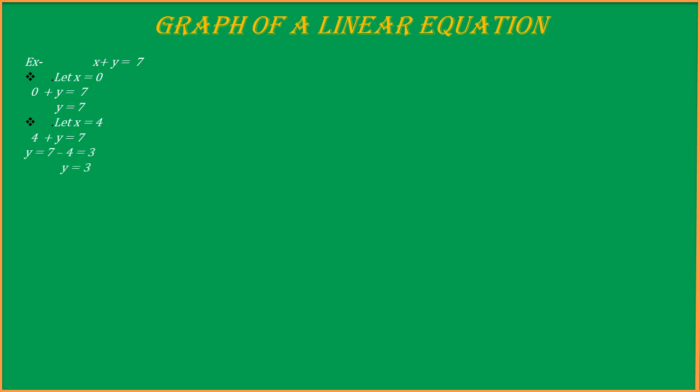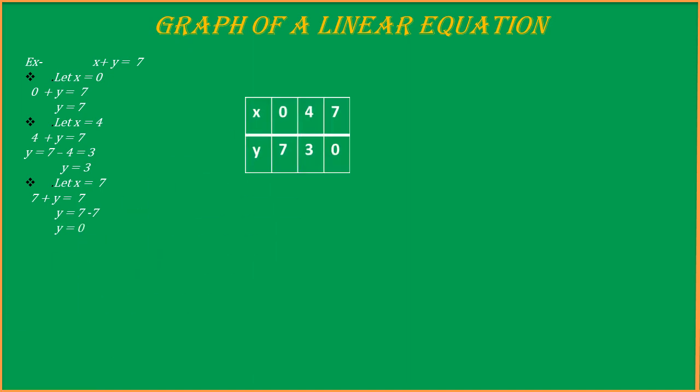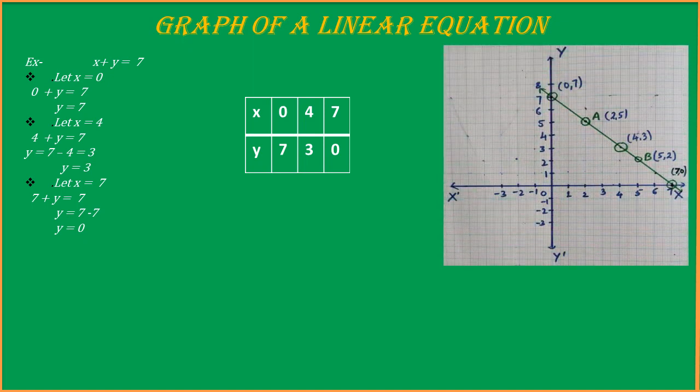One more value for x. Suppose it is 7. So 7 + y = 7, and upon solving, the value of y is 0. So we have taken three sets of values. Here is the table: the first is (0, 7), the second coordinate is (4, 3), and the third is (7, 0). Now let me plot the graph for this. So this is the graph for the given equation. It is a straight line.